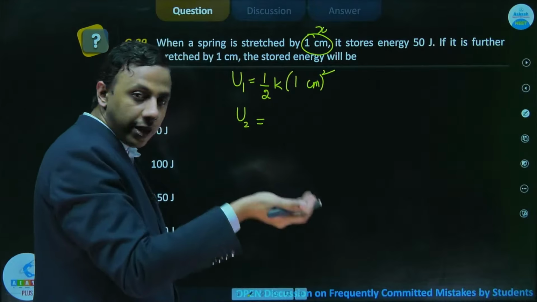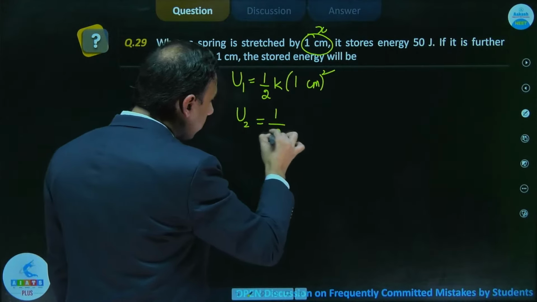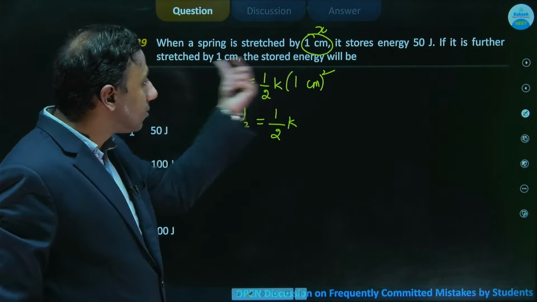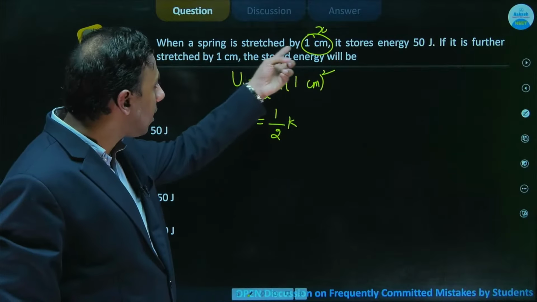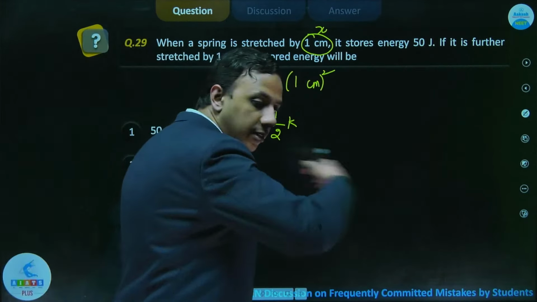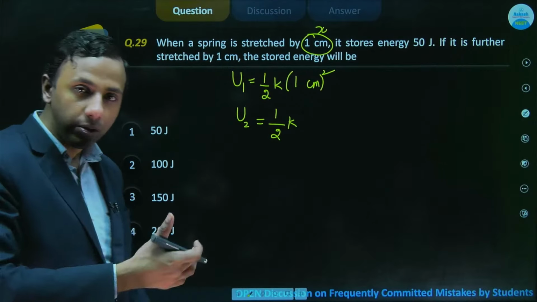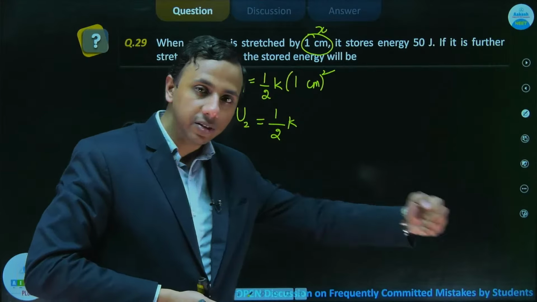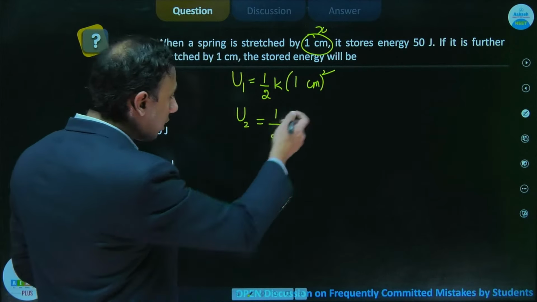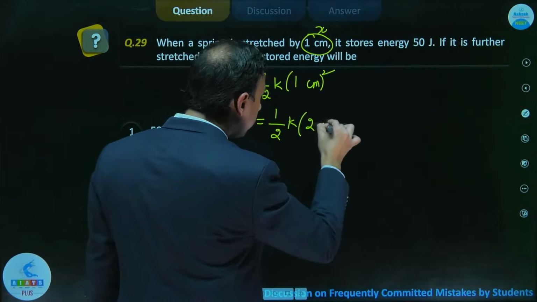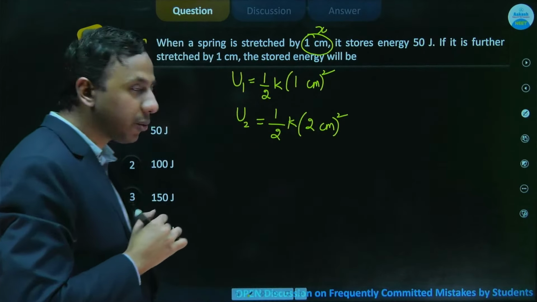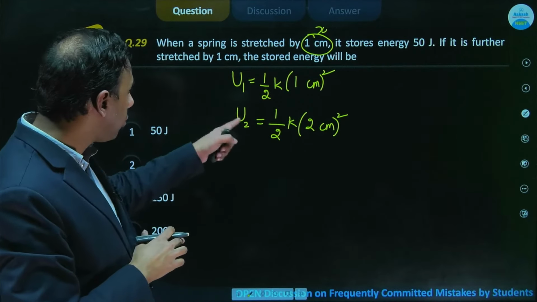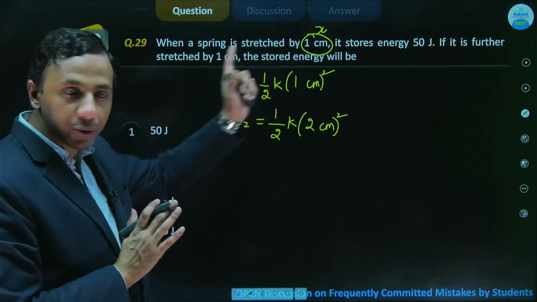So U2, that is finally the stored energy, will become half K. Now see what happened: first you stretched 1 centimeter, then again you have stretched it further by 1 centimeter, so total elongation is 2 centimeter. So here you will write 2 centimeter whole square. That's it. All you got to do is take the ratio. So let's take the ratio U2 by U1, because we are supposed to find U2 only.